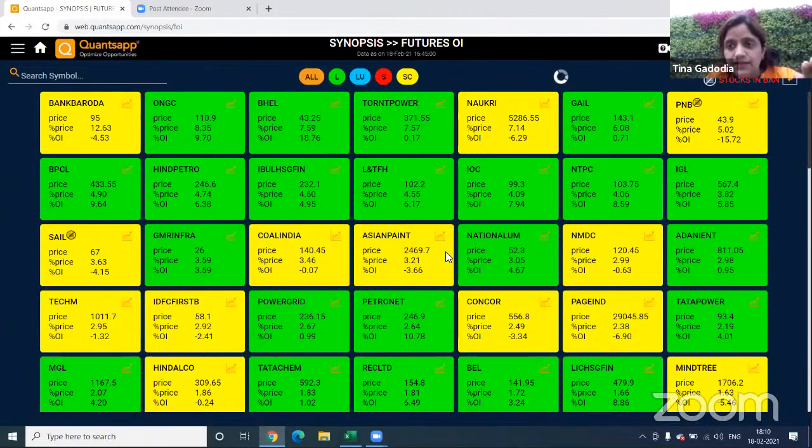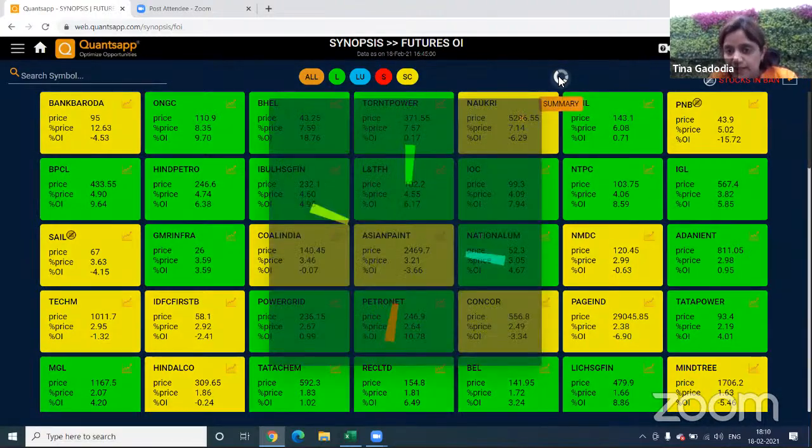9:30, 9:45, Synopsis, a very simple tool. No rocket science. The only thing you need to look at is green, long; red, short. If the market is more towards the short side, even though I have very good conviction on the long side, I should maybe think twice before taking action. And if your conviction on the long is quite good, then go about doing it. Otherwise, don't try to go opposite to the market. So it gives a sense of how the market is moving.